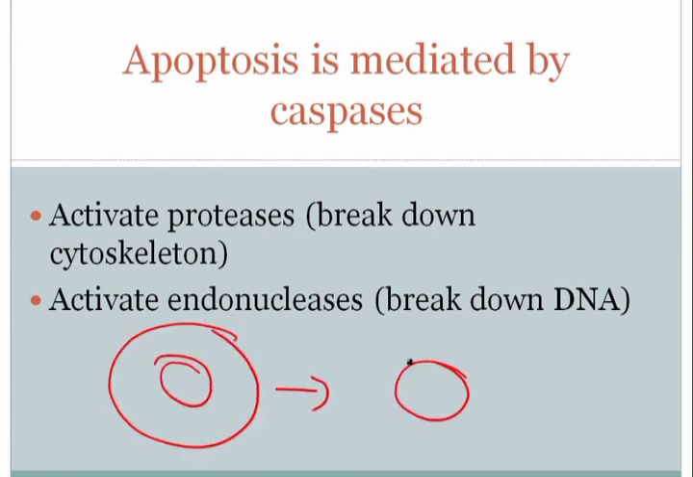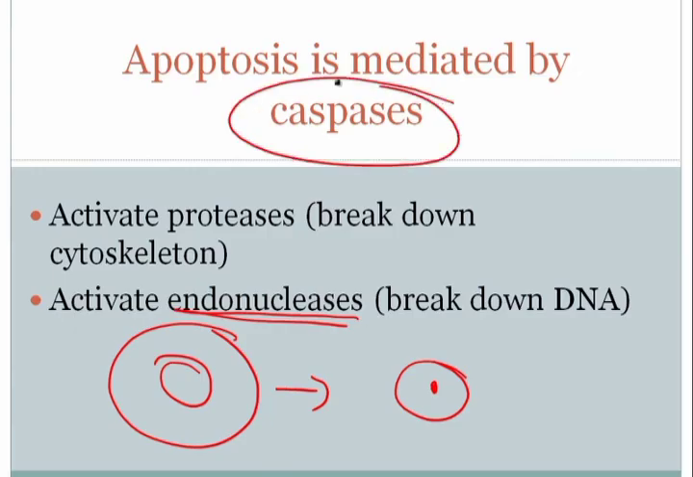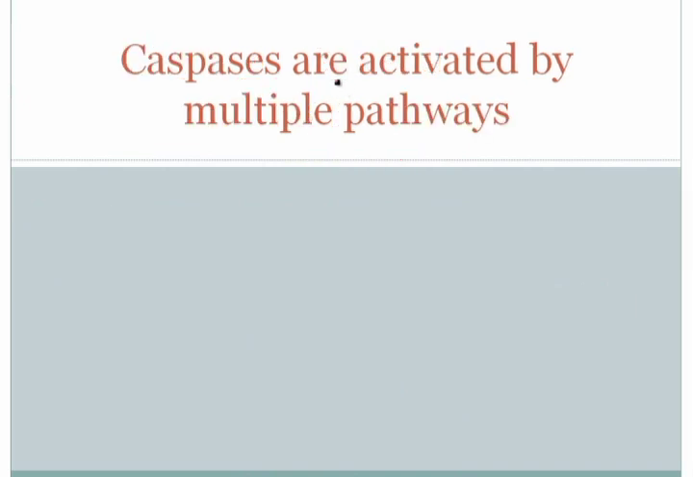All right. In the same way, if this is the cell and the cell contains this nucleus, and the cell's shrinking and the nucleus is going to shrink, then you also need to be able to crunch down that nucleus and break it down. And so endonucleases are the mechanism by which the DNA of the cell gets broken down. So in apoptosis, the key mediators are the caspases, and the caspases eventually activate the proteases, which allow for shrinking and breaking down of the cytoskeleton, and endonucleases, which allow for breaking down and shrinking of the DNA.